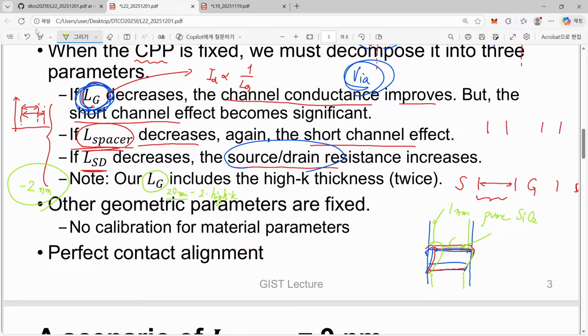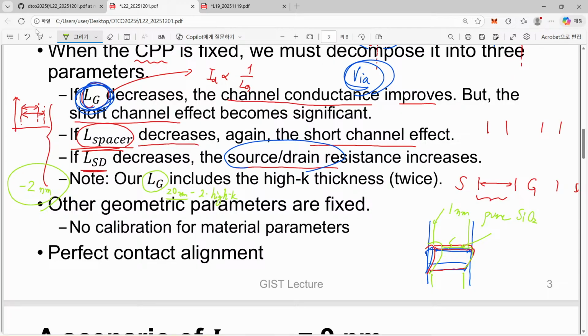Actually, in terms of 20 nanometer length, it may not be a big deal. Actually, it is a big deal, but it is not significant. But let's say if we go down to, for example, 12 nanometer, or 10, that makes a real difference. And as you know, high-K is not 1 nanometer thick. It is at least 2 nanometer thick.